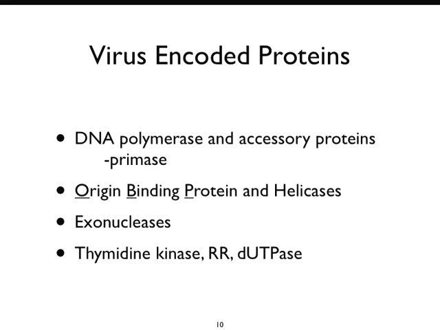Things that I may refer to as OBPs, for origin binding proteins. Specific proteins that recognize a site for initiation. Helicases, to open up the DNA, to melt it, to allow that first set of nucleotides in. Exonucleases, to pare things back and repair. And other proteins such as thymidine kinases, ribonucleotide reductases, or dUTPases, to make precursors for nucleotides.